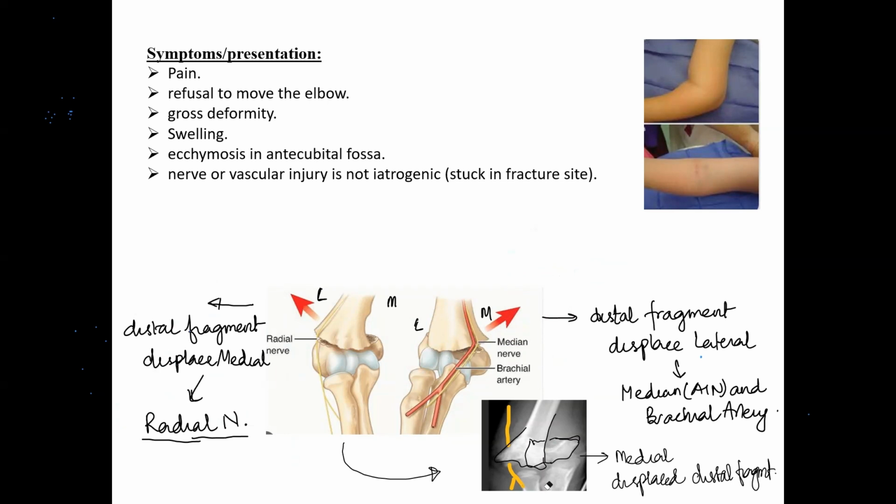So this is how, if you see, I tried to present this in this X-ray. If you see, this is your radius. The radius always lies lateral. So the distal fragment has moved medially. So the radial nerve has kinked here, so the patient will have radial nerve palsy. Just see here again in slow motion, you will understand what exactly I want to explain and how the patient is having radial and median nerve injury.